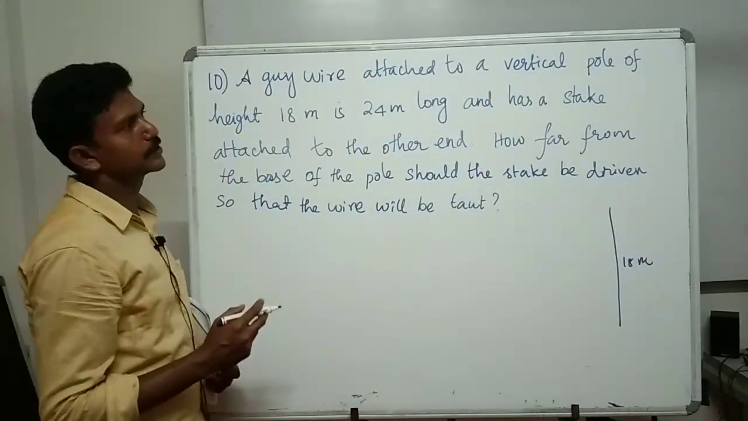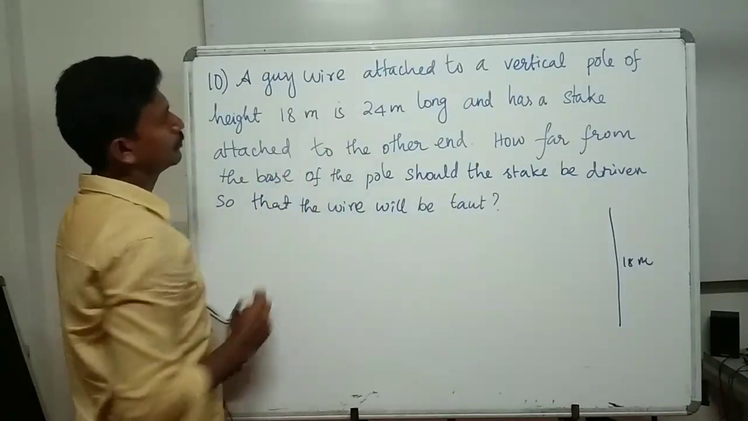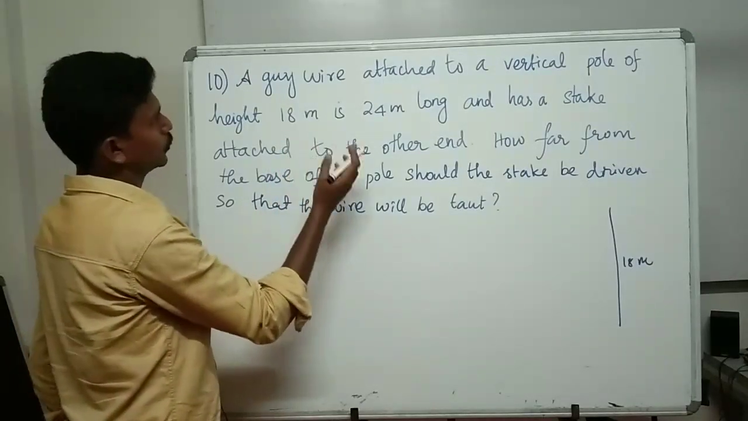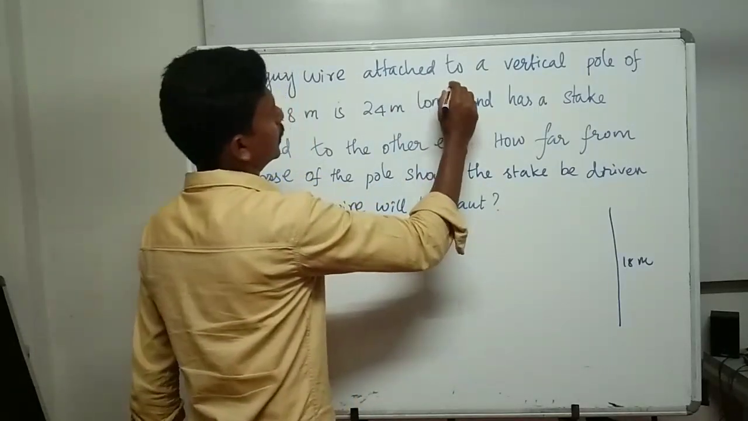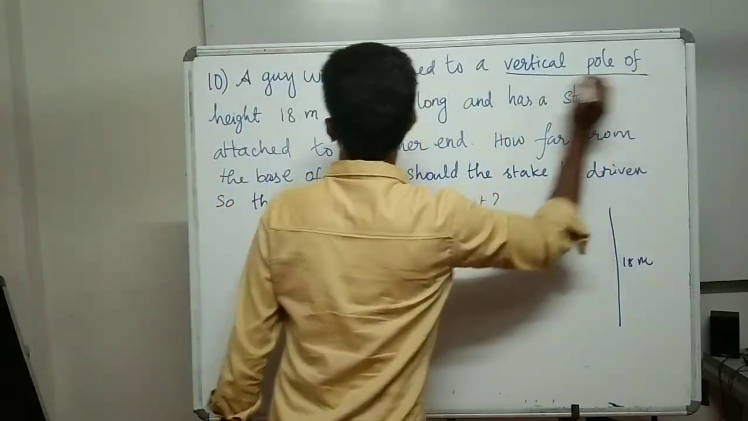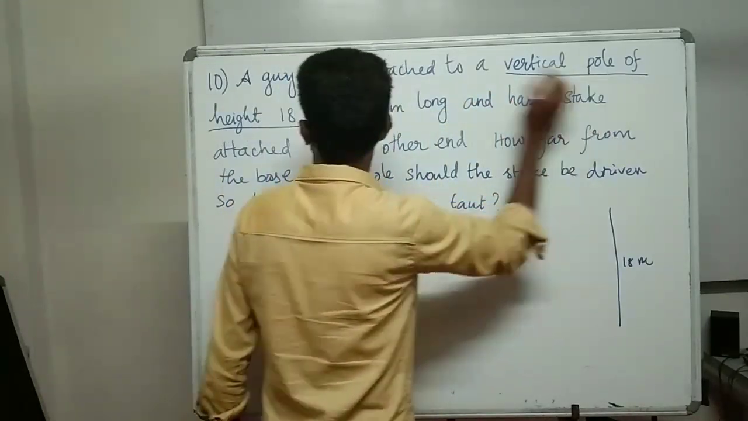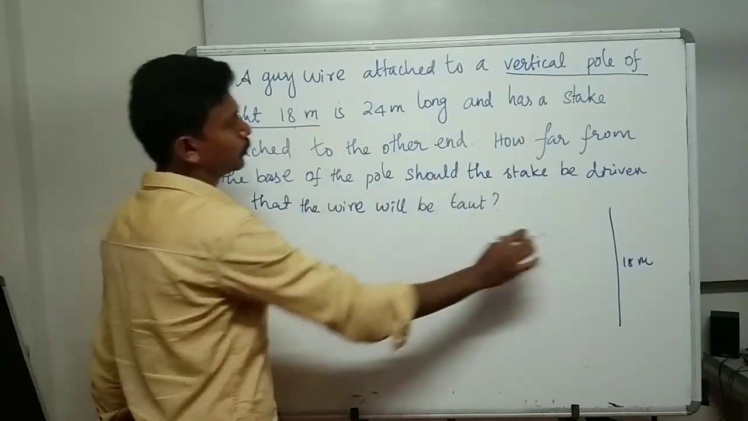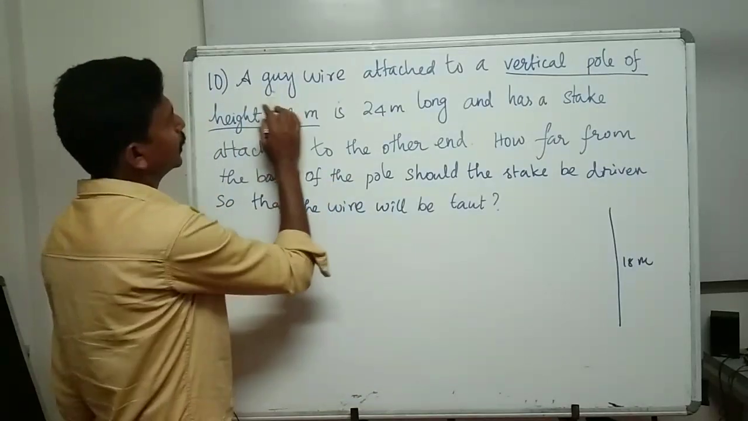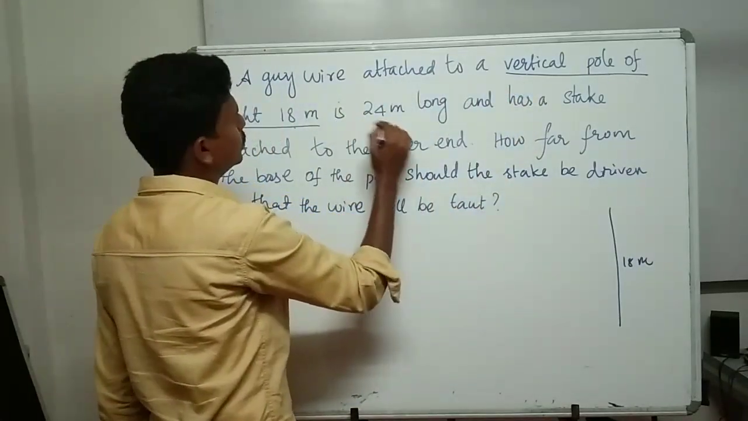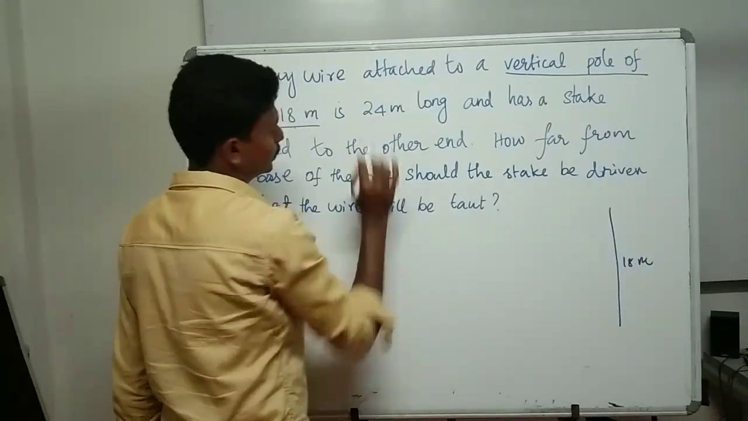A guy wire is attached to a vertical pole of height 18 meters. So a vertical pole of 18 meters means the height of this pole is 18 meters. And 24 meters is the length of the guy wire.